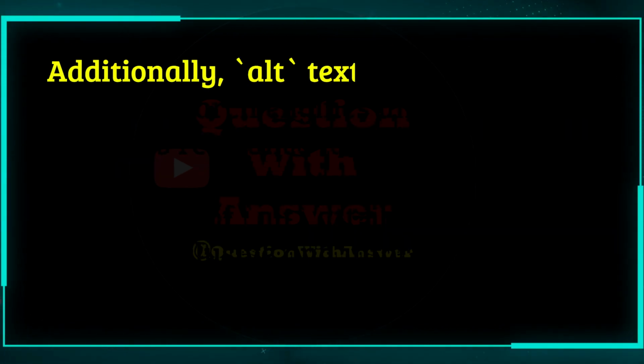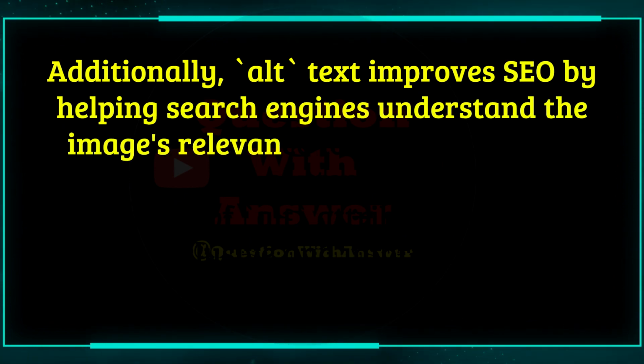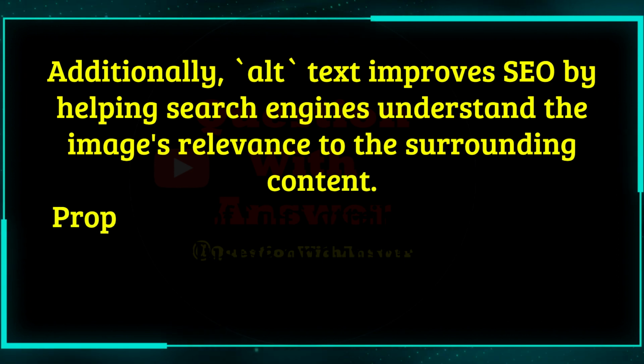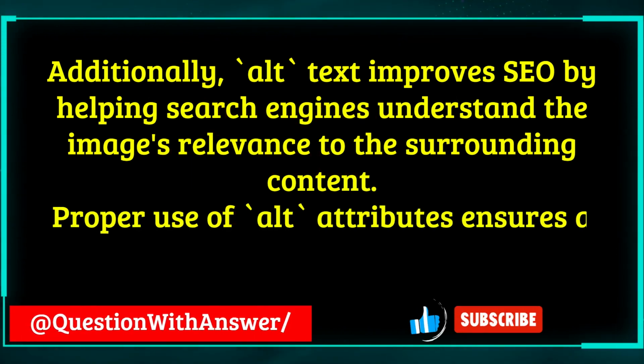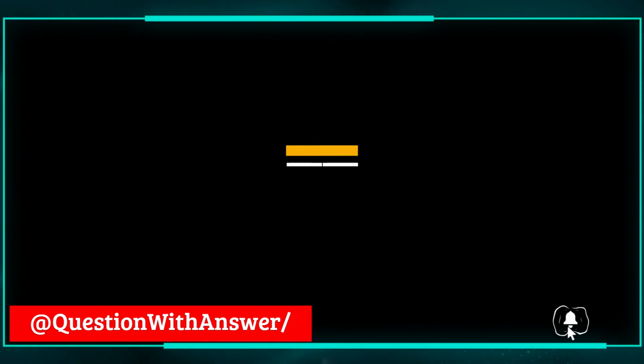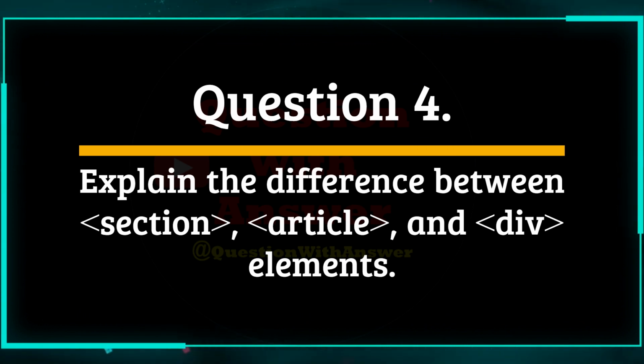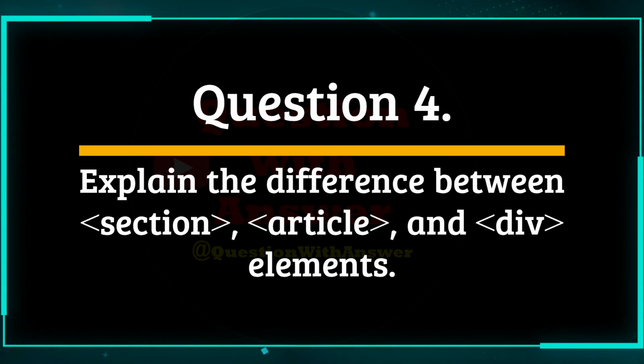Additionally, alt text improves SEO by helping search engines understand the image's relevance to the surrounding content. Proper use of alt attributes ensures a more inclusive and informative web experience for all users. Question 4. Explain the difference between section, article, and div elements.